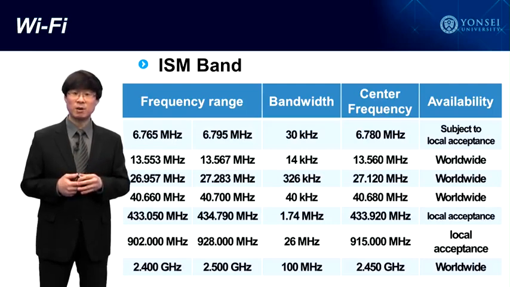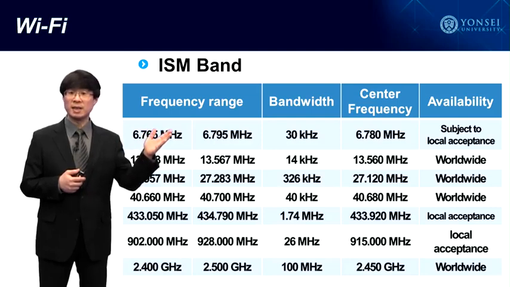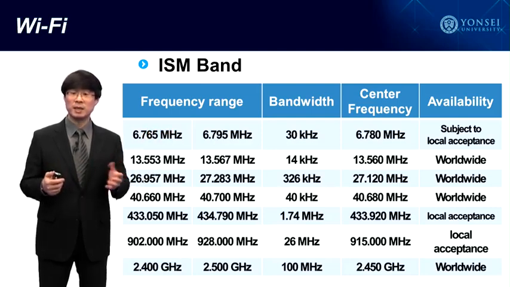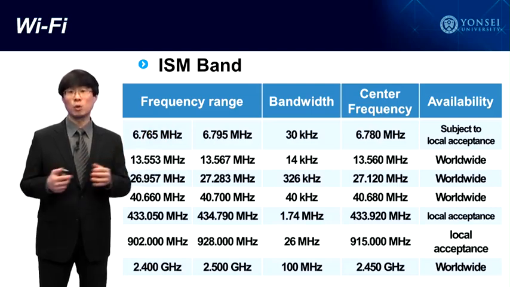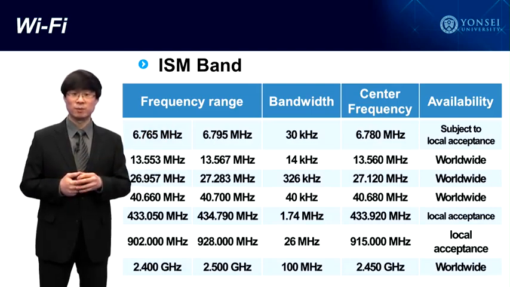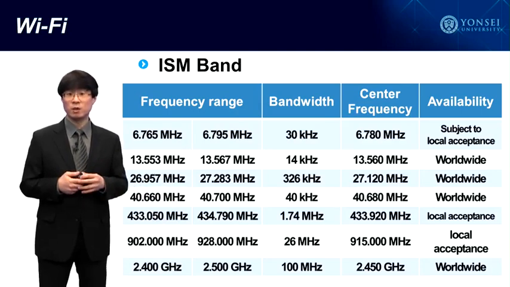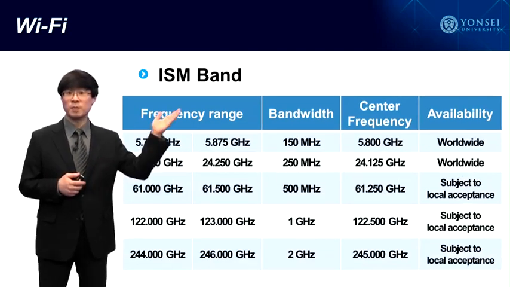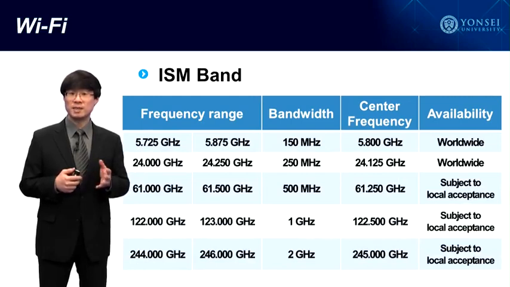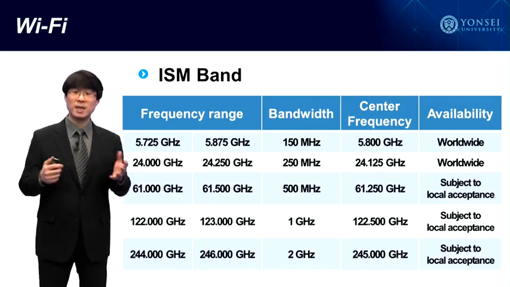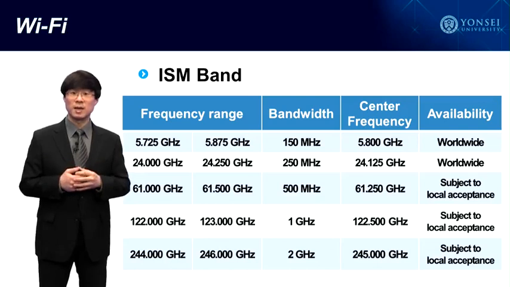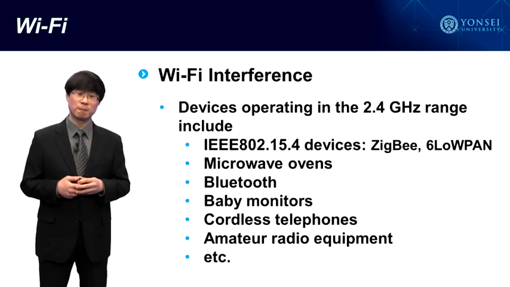Now let's take a look at some of the ISM bands. The ones that we have here are shown, and they also show the bandwidth, the center frequency, and the availability. Is it local or is it a global worldwide frequency band that is reserved? As you can see, the focus of our Wi-Fi devices is down here, the 2.4 gigahertz band, and also up here at the 5.7 gigahertz band. These are the worldwide bands that are used, and that's what we are using for our Wi-Fi devices.